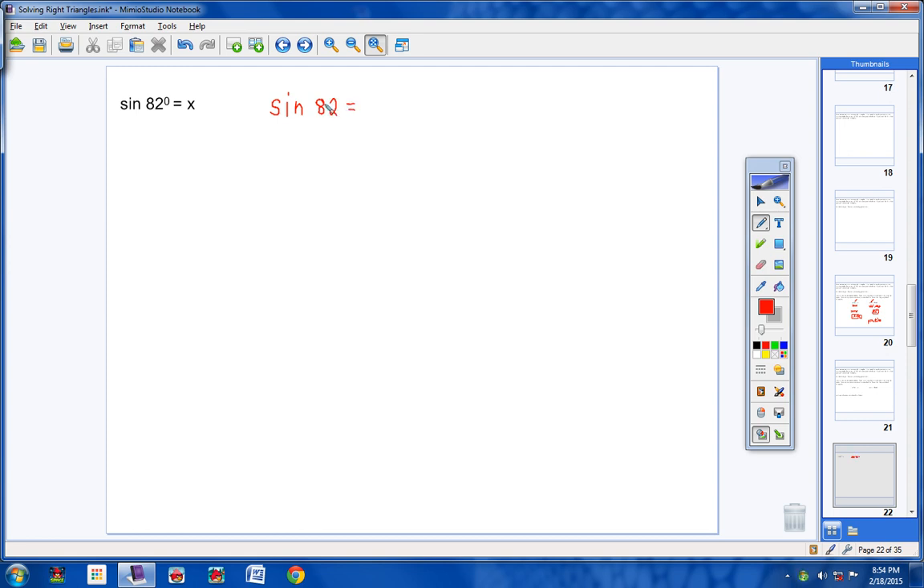And the sine of 82 degrees is 0.9902680687. I'm going to put 0.9903. I'm going to round it to 4 decimal places. 0.9903, okay?